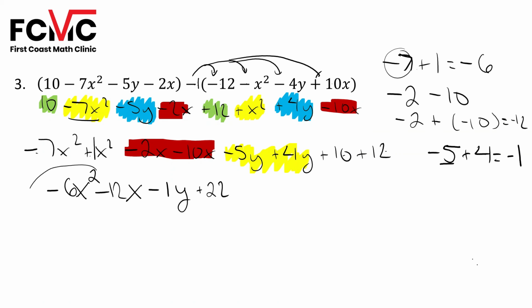So our answer here is -6x squared minus 12x minus 1y, or just y, plus 22 for number 3.